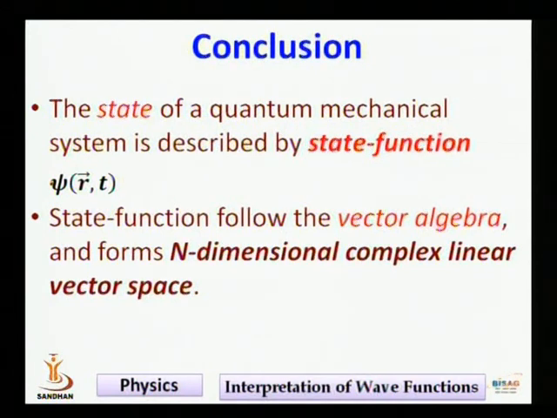So in the last slide, I conclude with this, that the wave function basically describes the state of a quantum mechanical system, and mathematically it forms a complex linear vector space. Thank you very much. Thank you all.